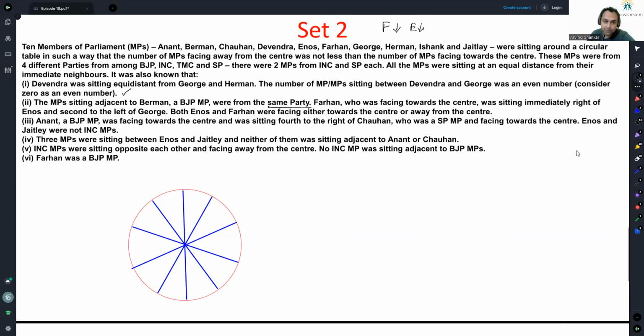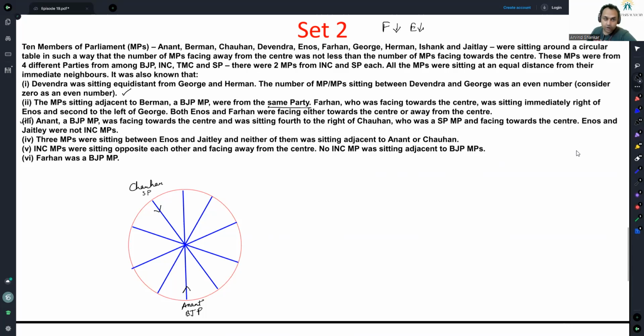Anant, a BJP MP, was facing towards the center and was sitting fourth to the right of Chauhan, who was an SP MP and facing towards the center. Yes, this is a good starting point because we have lots of information about Anant and Chauhan. So let's say Anant was from BJP and facing towards the center. He was sitting fourth to the right of Chauhan. So if Chauhan is here, 1, 2, 3, 4. Okay. So Chauhan is here and he's facing towards the center.